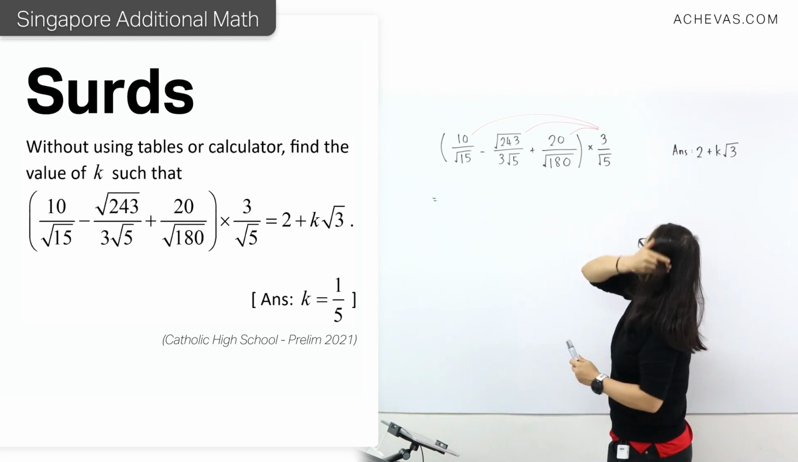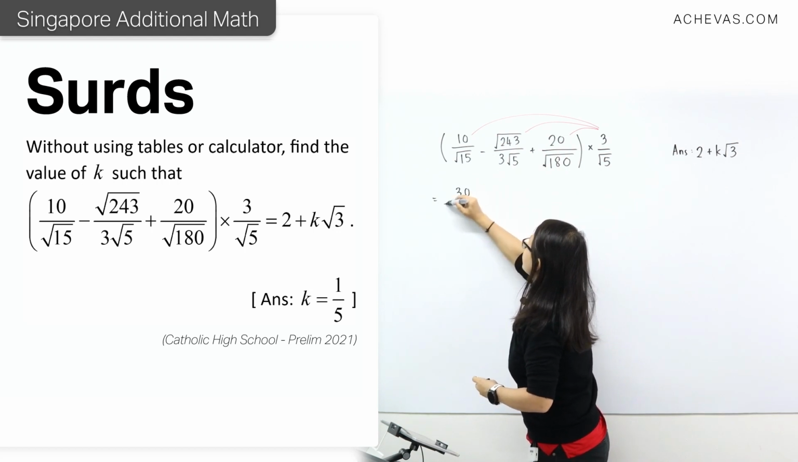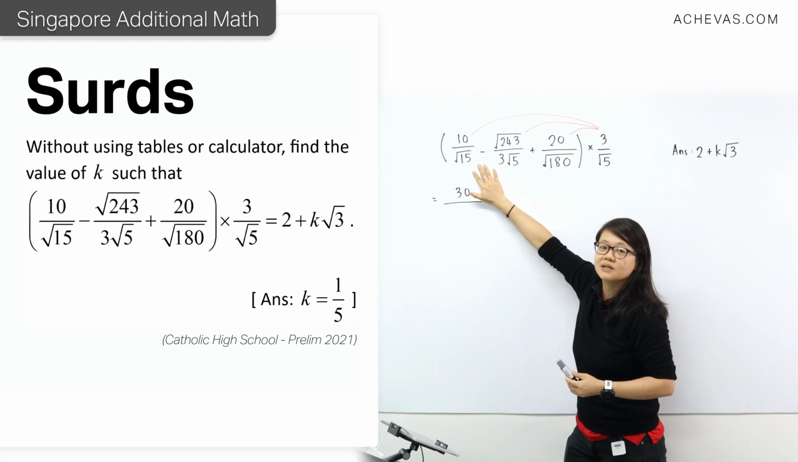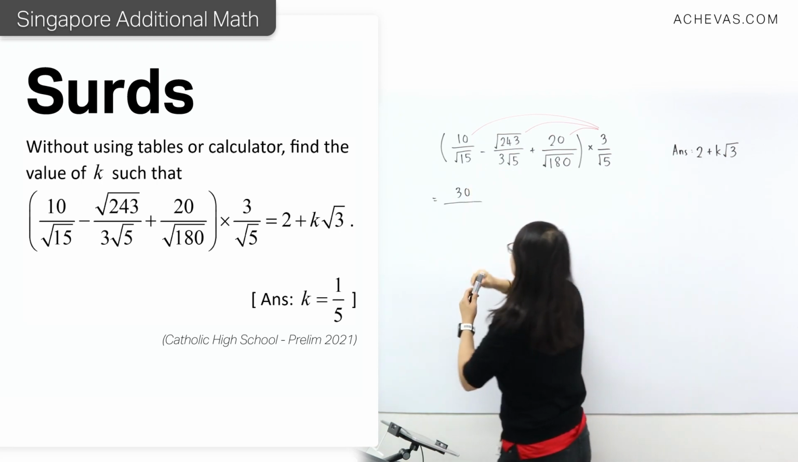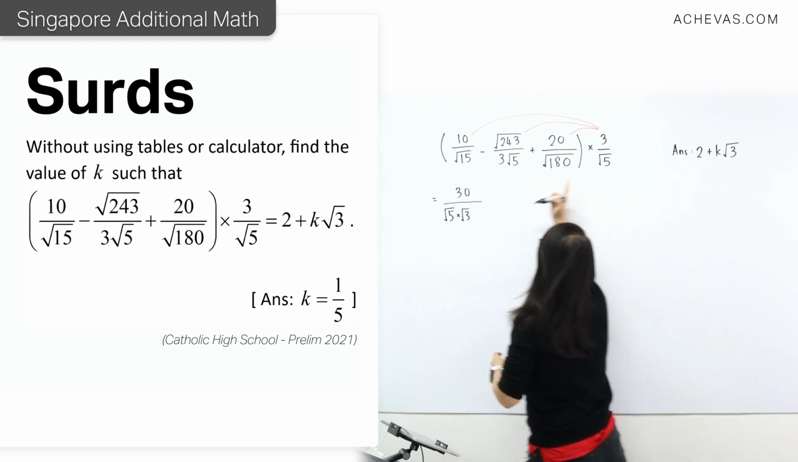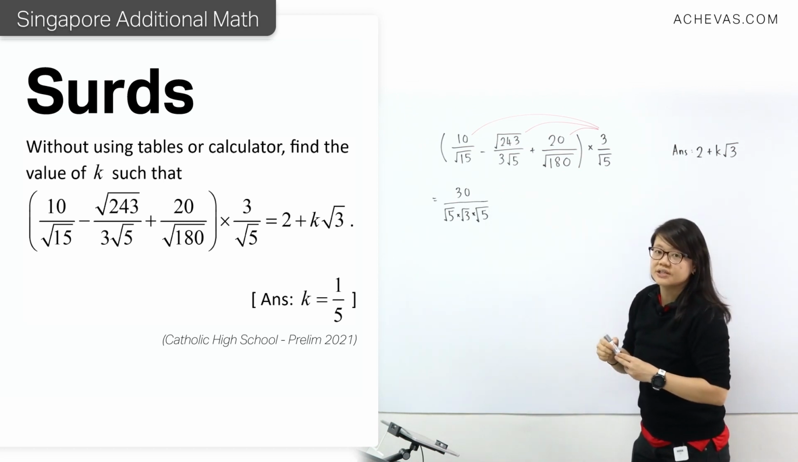So first one, I'm going to multiply 3 to 10. That's a 30. Now, what I can do here is I can see that 15 can split into 5 times 3. So I'm going to split it to square root 5 times square root 3. And this one, I multiply in here, so I will write another square root 5 for the first fraction, okay?